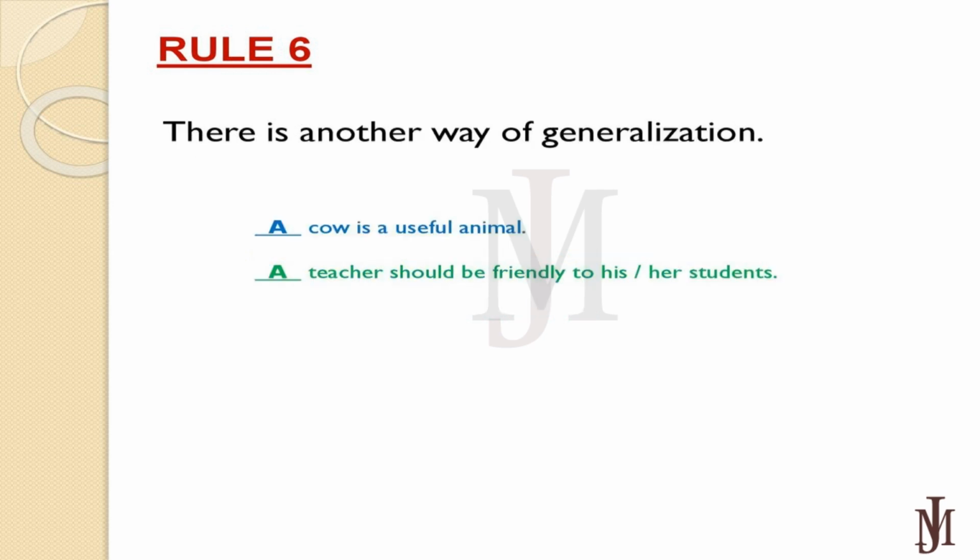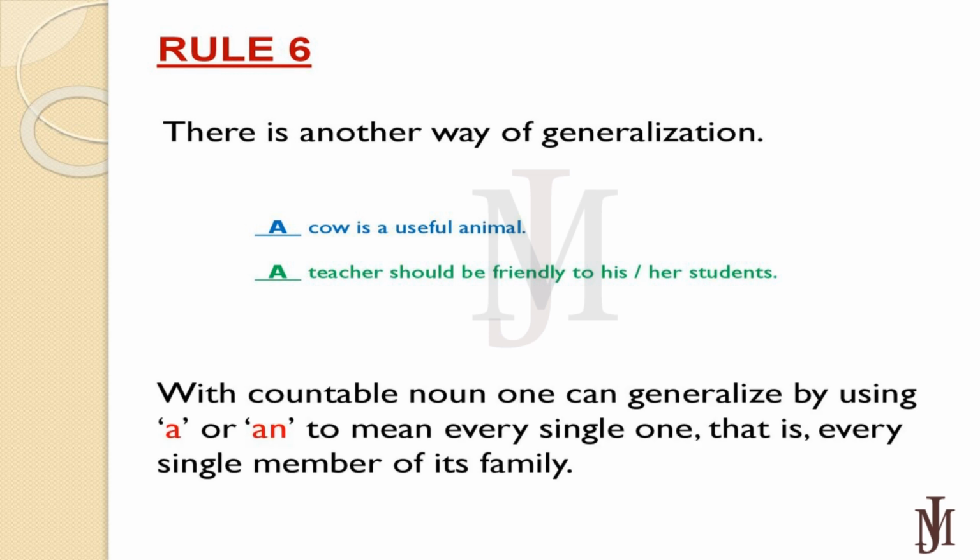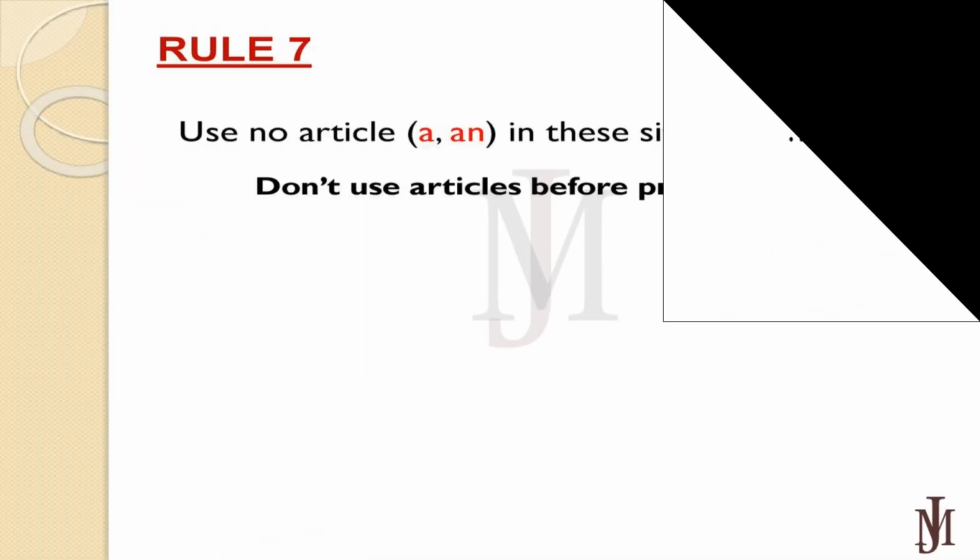There is another way of generalization. For examples, a cow is a useful animal. A teacher should be friendly to his or her students. Here, a cow represents each cow of its class. In the same way, a teacher is representing every teacher who should be friendly to his or her students. With countable noun, one can generalize by using a or an to mean every single one, that is, every single member of its family.